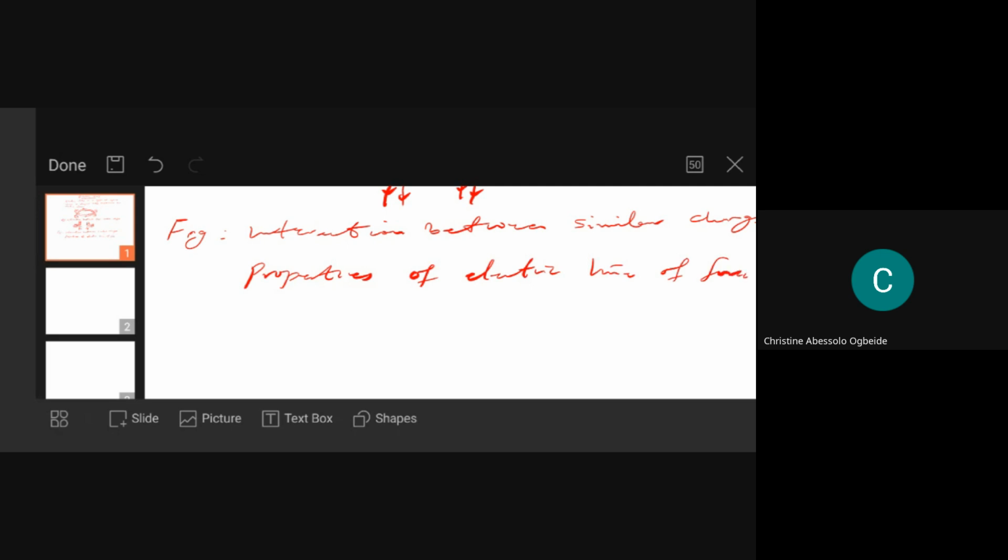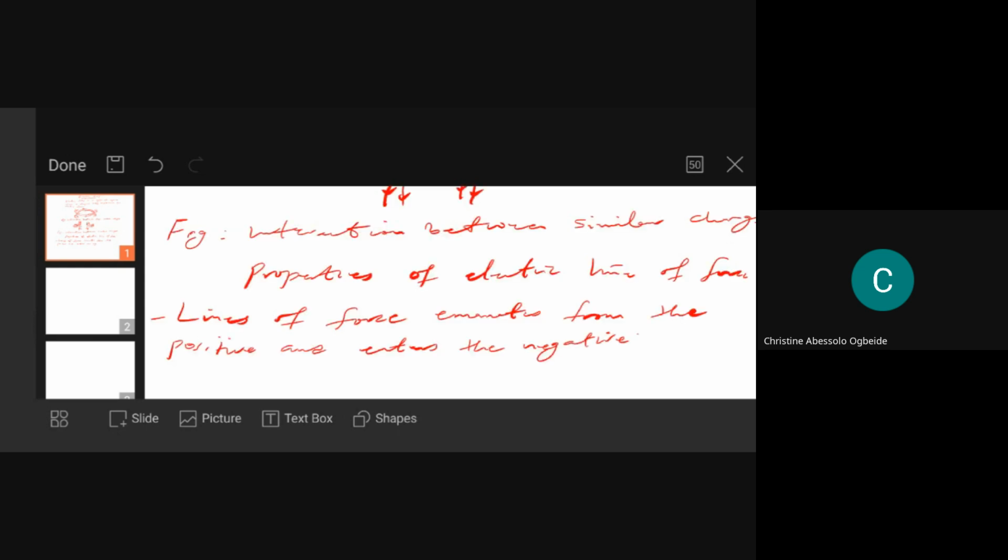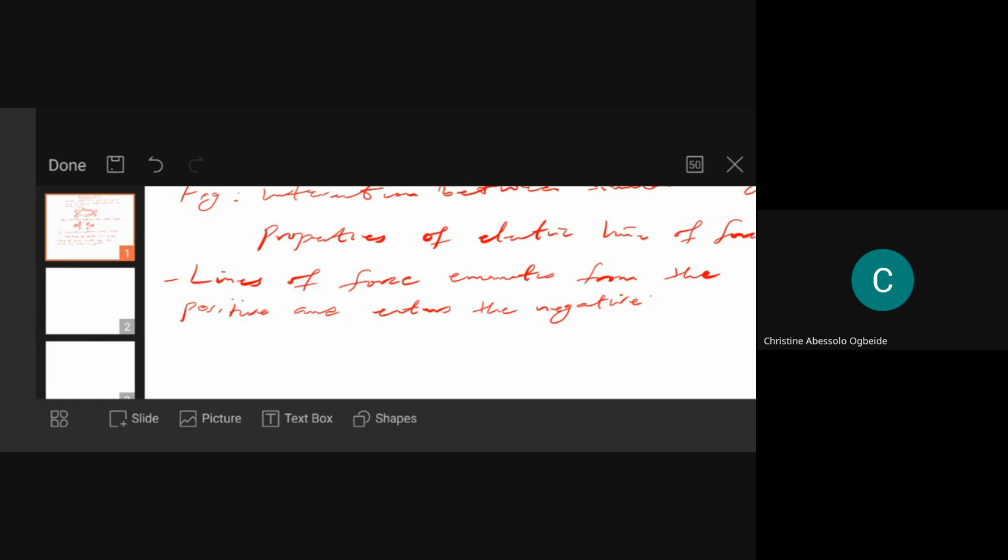The first is as seen in the diagram. The first one is that lines of force emanate from the positive and enter the negative. The line of force emanates from the positive and then enters the negative.